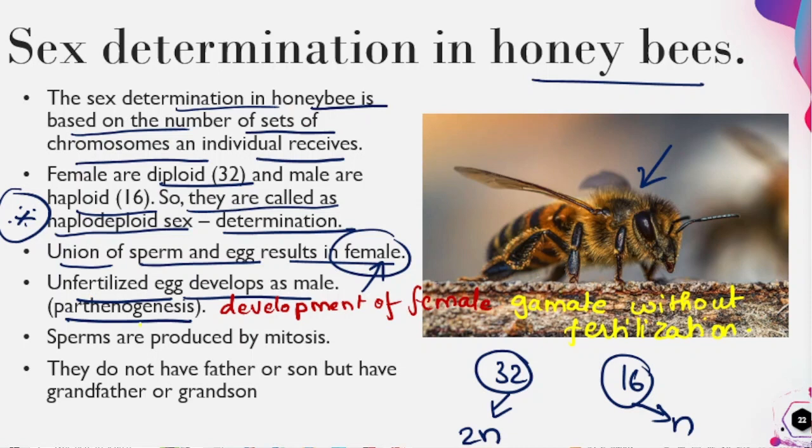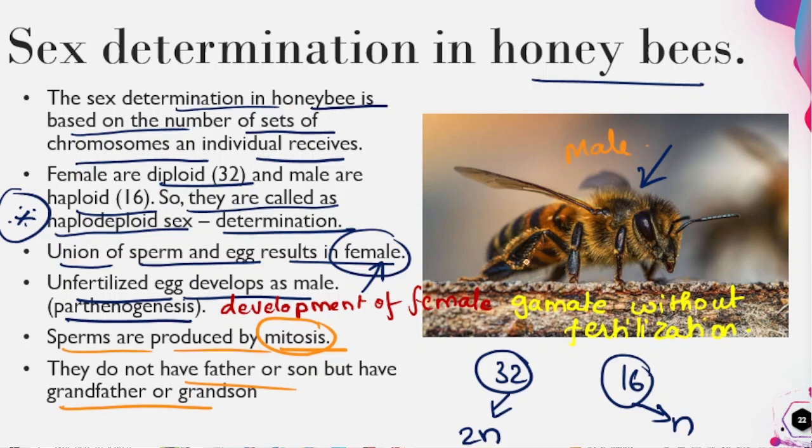Okay, so here you can see that sperms are produced by mitosis. You already know that mitosis is the process taking place there. They do not have a father or son, but have a grandfather or grandson. See, if a male is going to be produced, surely it will be produced from a female, right? There is no fertilization taking place. Okay, so an unfertilized egg is only going to give a son.